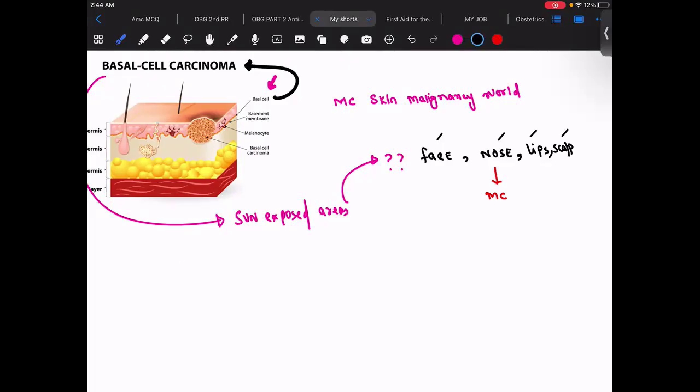Now, what are the clinical features of basal cell carcinoma? Once there is basal cell carcinoma, with unregulated division of the cells, the first initial lesion will be the formation of a nodule. Now, what is a nodule? If you remember the basic definitions of dermatology, a nodule is an elevation of skin.